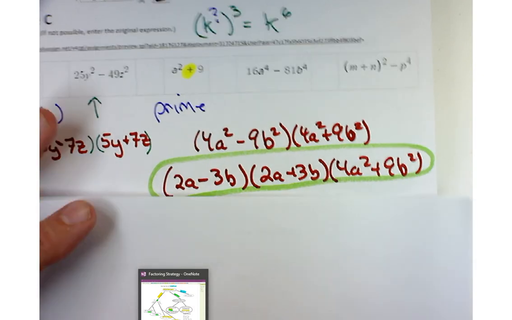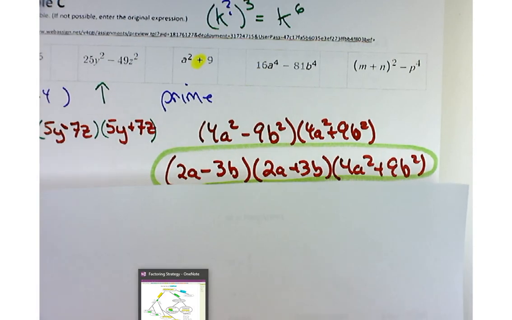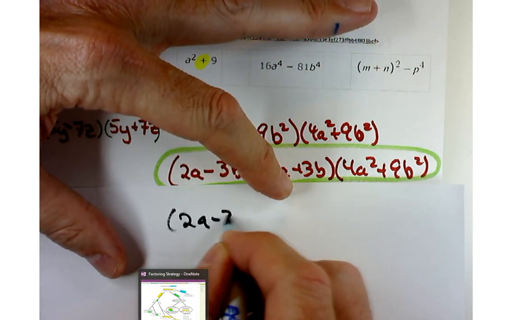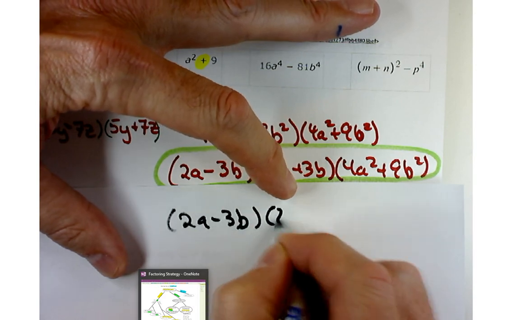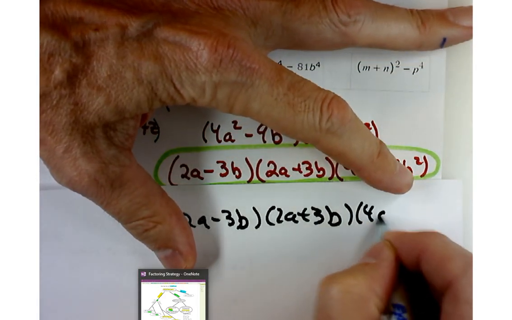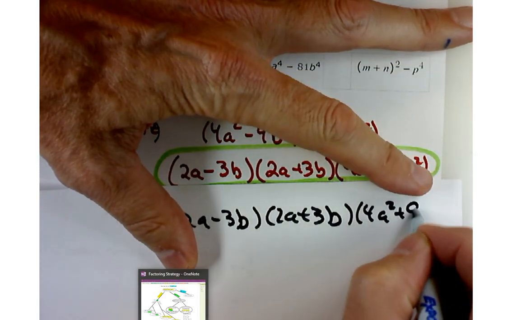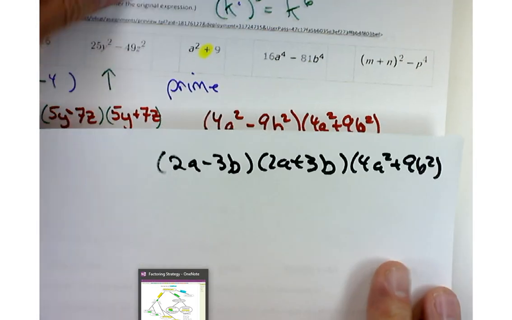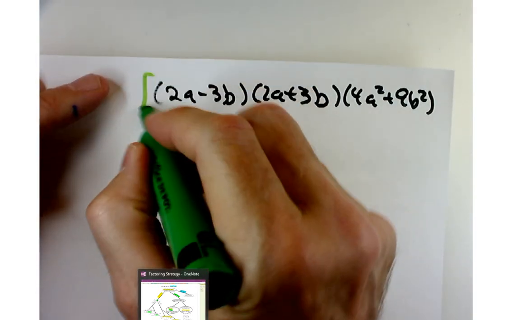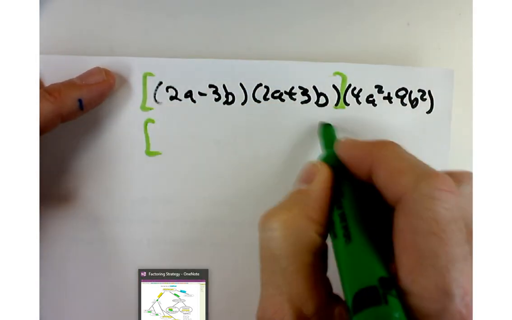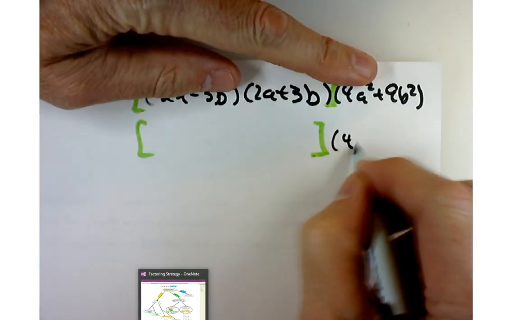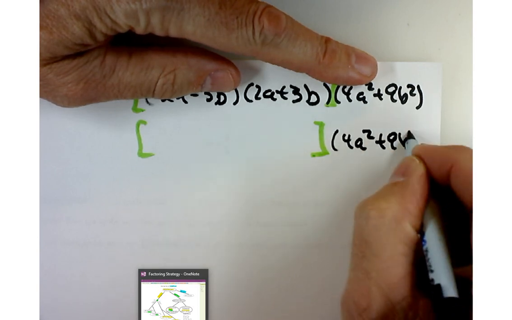And I'm seeing kind of like, are you sure? Is that going to work? Let's do it. So, good question. 2a minus 3b and 2a plus 3b, and then 4a squared plus 9b squared. I'm going to start out just focusing in on these terms right here. We're going to leave the 4a squared plus 9b squared out to the side just for the moment.